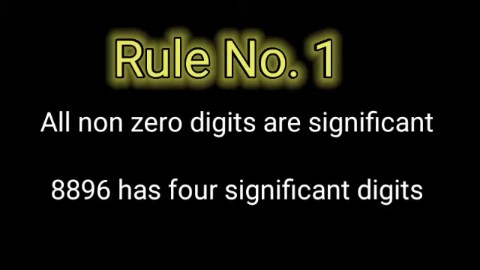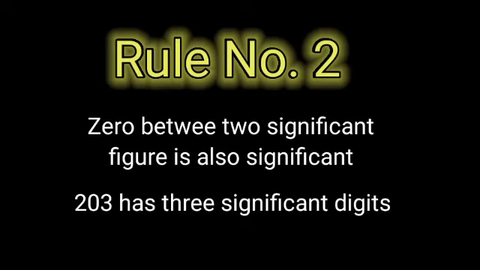For example, at this given number 8, 8, 9, and 6. All these are non-zero, so they are significant. Rule number 2. 0 between the two significant digits is also significant. For example, in 203, 0 is also significant because it is between the two significant digits.